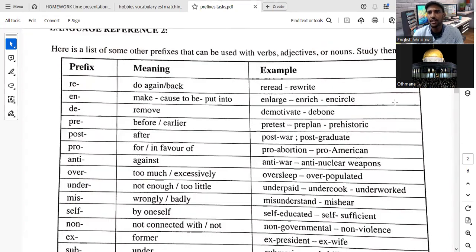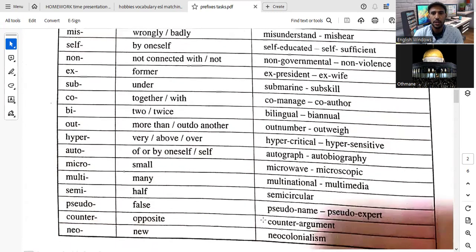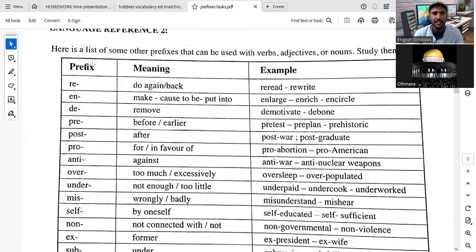Now let's move on, Othmane, to the table that we have here. This is a very, very important table. Why? Because it lists different prefixes that we mostly add at the beginning of a word, or it's an adjective or a verb sometimes. And also, most importantly, the meaning of these prefixes, together with some examples.